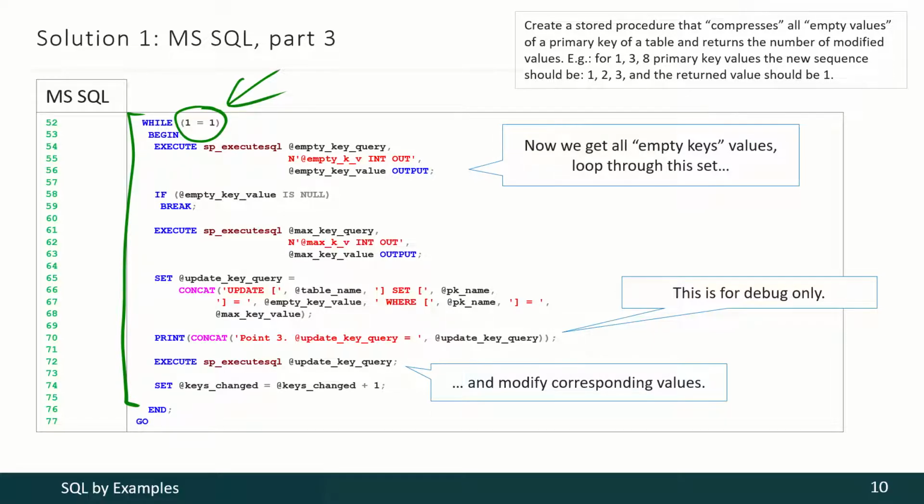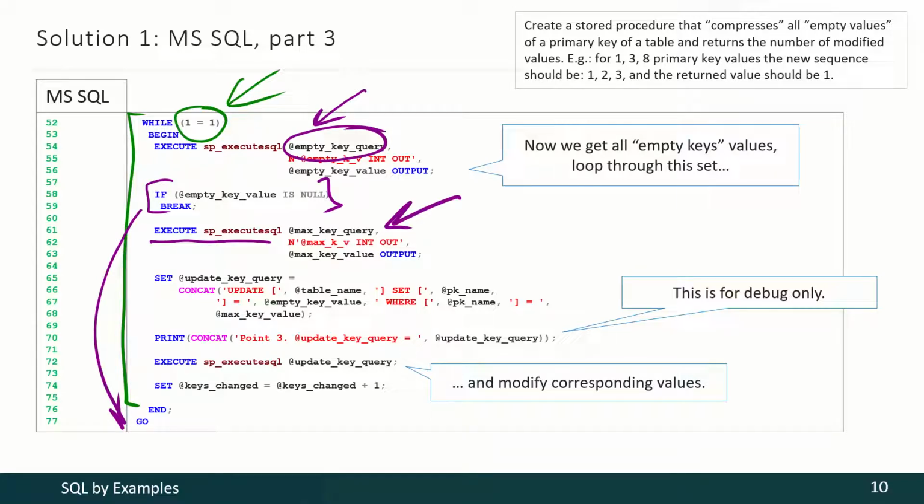The first action inside the loop is getting the information about the minimal empty value of the primary key. If there is no such value, we have to exit the loop. Otherwise, we have to execute the query that will produce the maximal value of the primary key. And then we use this maximal value and that empty value to compose that string to update our table. And as this string contains a query, we may execute that query and update our table.